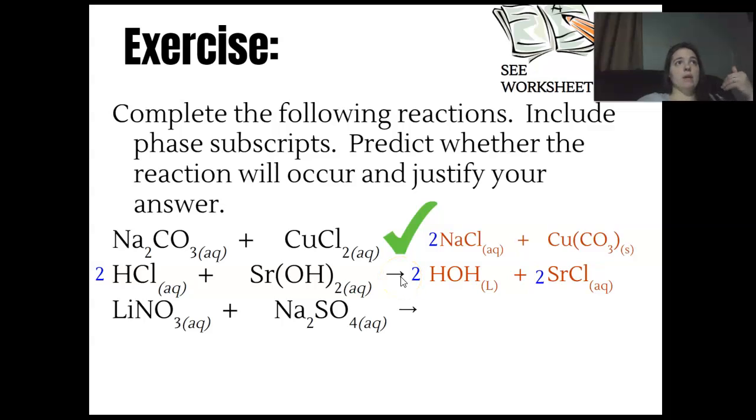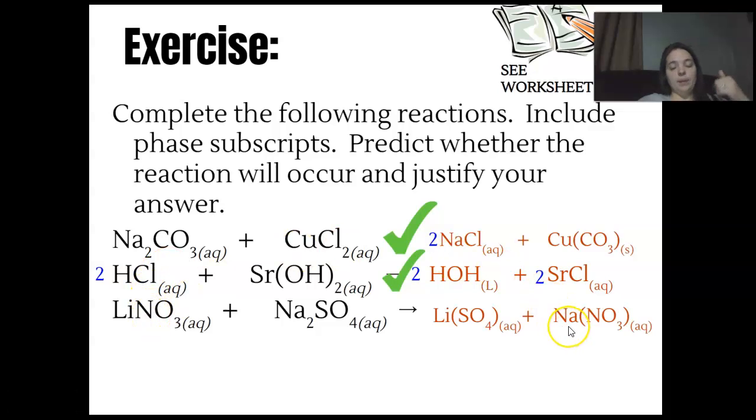Well, let's think back. Double reactions need the solid, the gas, or water. There's your water. Okay, so let's look at this next one. We've got lithium nitrate and sodium sulfate. Switch the sodium and the lithium. I like to keep the lithium first because I like to go in order. So lithium sulfate and then sodium nitrate. Yay.